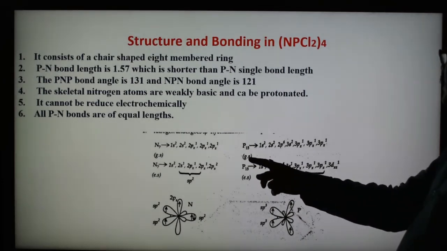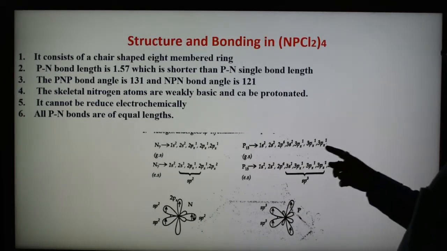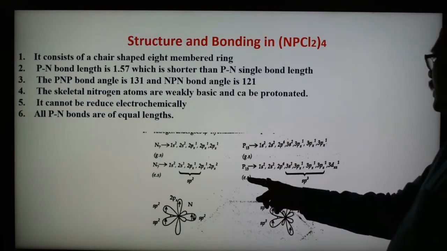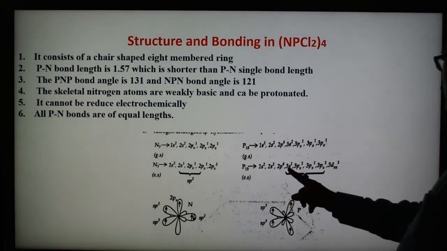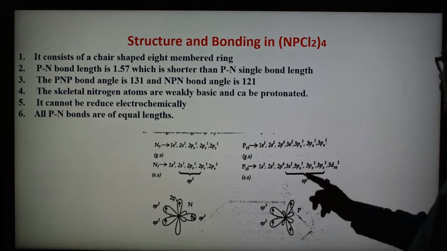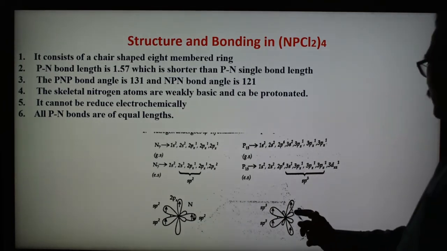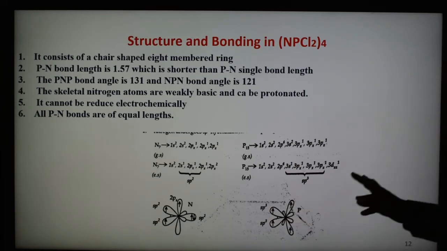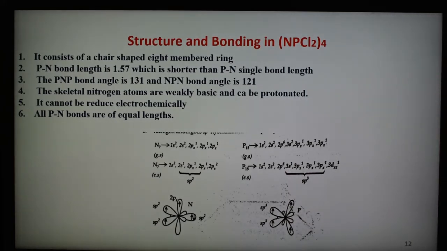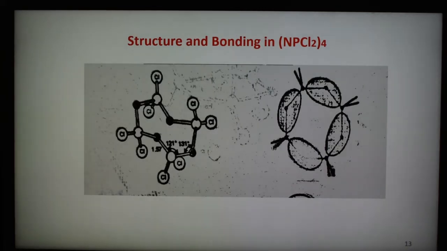In the case of phosphorus, the atomic number is 15. This is the configuration in the ground state. In the excited state, 1 electron from 3s is promoted to a 3d orbital, and the 3s and 3p orbitals undergo hybridization, forming sp3 hybrid orbitals. Again these are the orbitals shown here. Phosphorus has 4 orbitals which contain a single electron. And this is the structure.